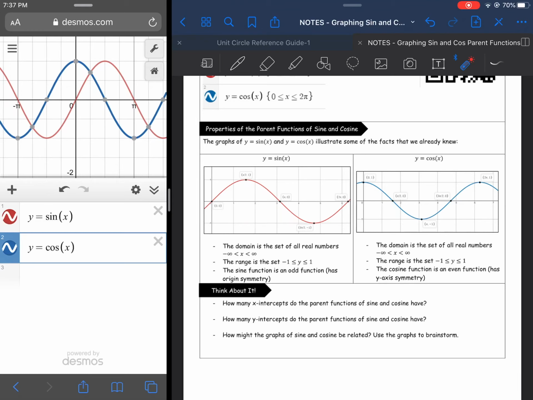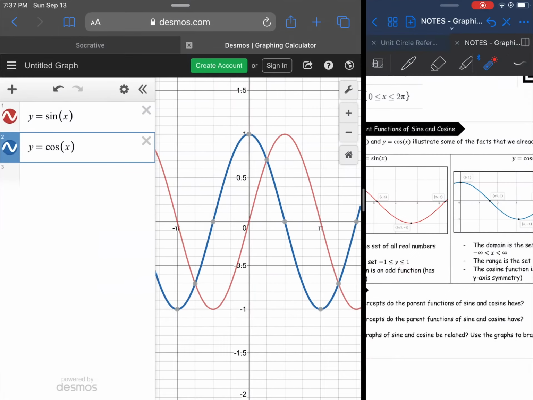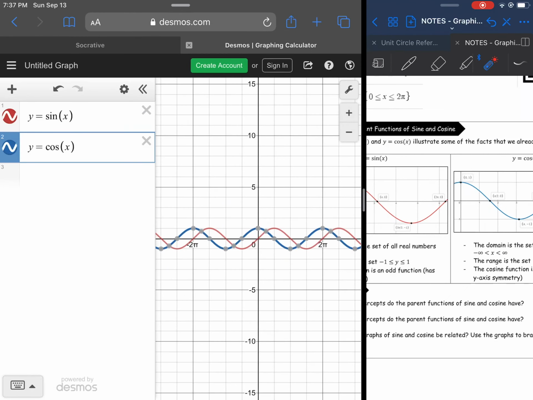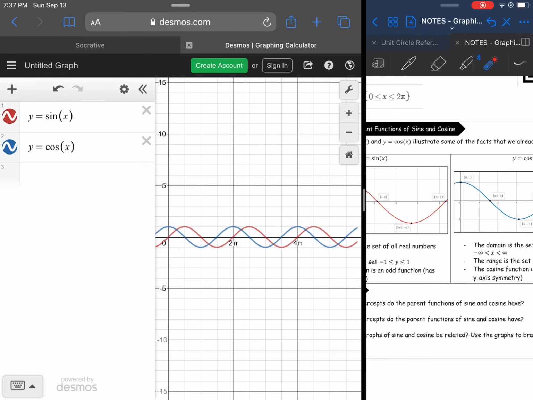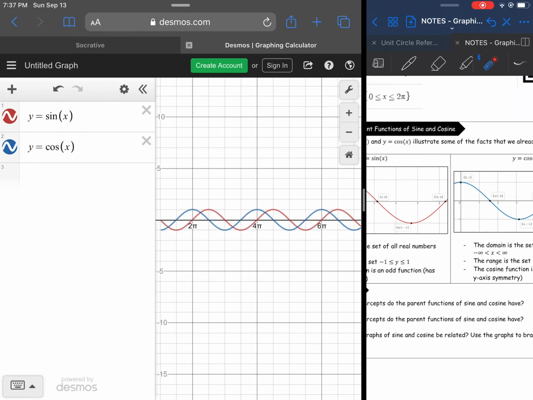Number one, how many x-intercepts do the parent functions of sine and cosine have? Well, keep in mind that an x-intercept is a point where a function crosses through the x-axis. And if we look at our graphs that we just generated in Desmos, we'll notice that because the parent functions of sine and cosine are repeating endlessly, infinitely, all the way to the left and all the way to the right, they're going to cross through the x-axis an infinite number of times.